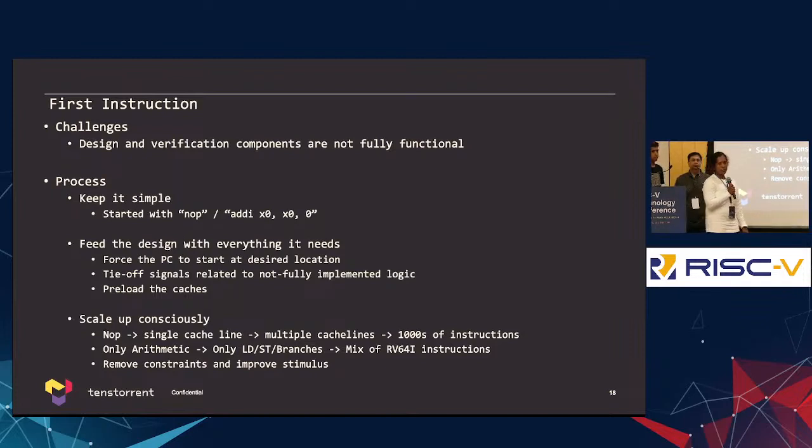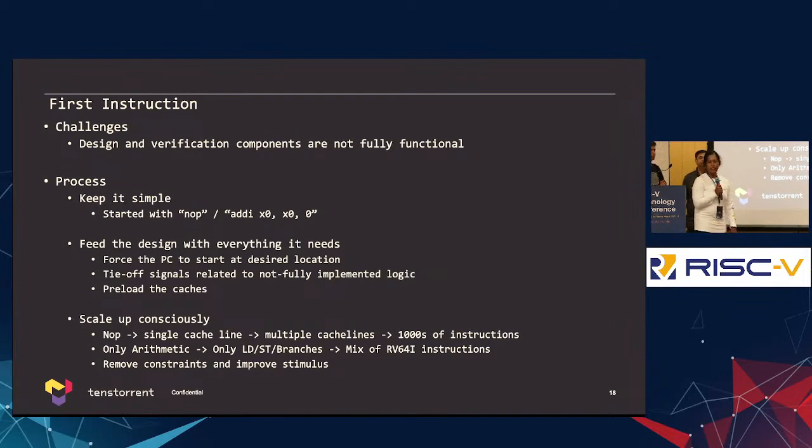One of the principles we kept was, let's keep it very simple. So we started with something as simple as a NOP instruction. We got it through the entire pipe and got it to retire. Even to take a NOP instruction and fully send it across the pipe, we had to work around quite a lot of things. For example, we had to force the PC to start at the right location for the fetch unit to start. Some of the logic could not be implemented at all, so we had to either force them or tie them off to get the right things.